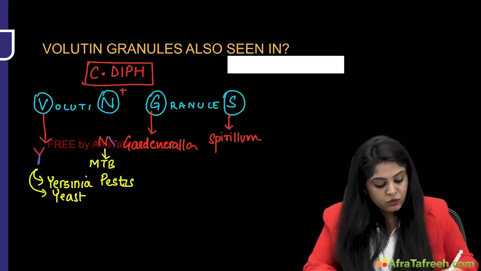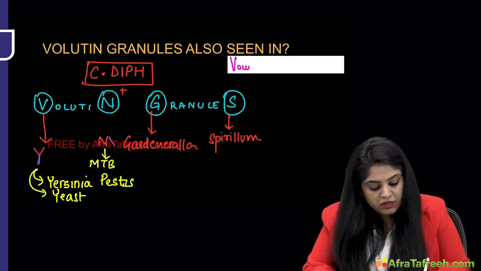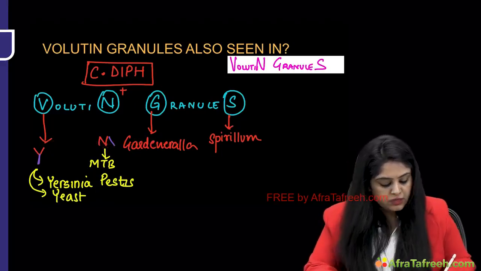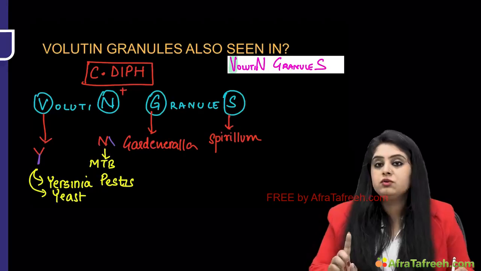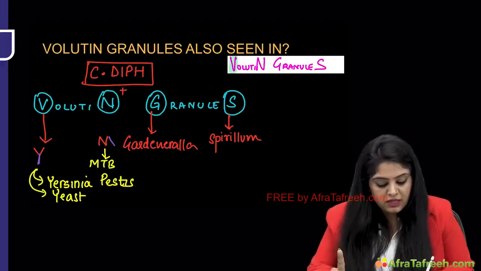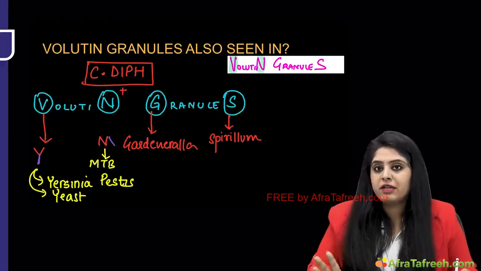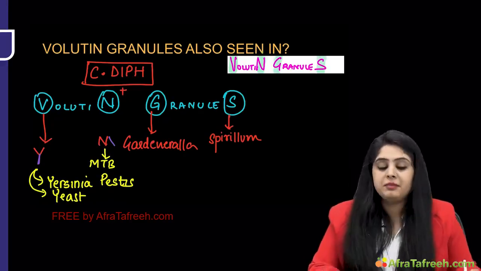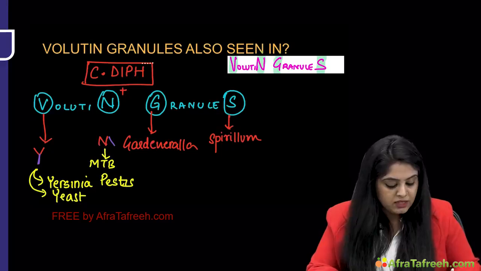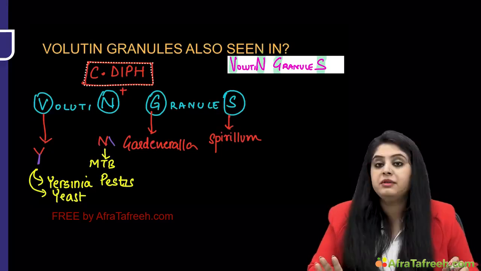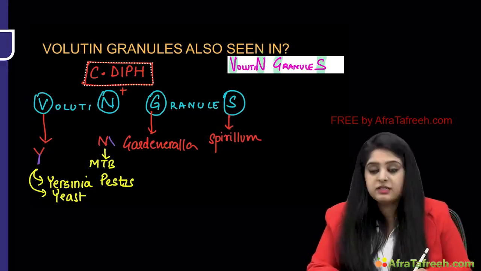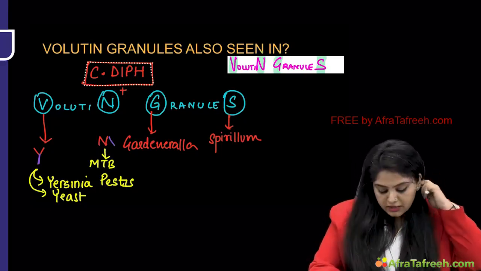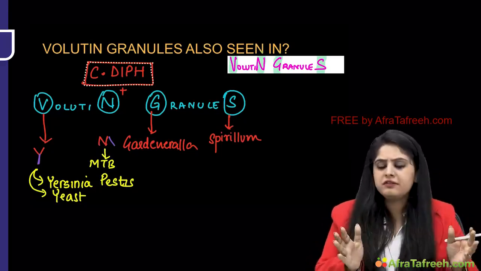So I hope that you will remember the mnemonic for the volutin granules: you take the first alphabet V and change it into a Y, so that is yeast and Yersinia. N is changed to M, so that is Mycobacterium TB. G is Gardnerella, S is Spirillum. And of course, Corynebacterium diphtheriae, you cannot ignore, that will definitely be there. Okay, that finishes off our entire story of these volutin granules. But yes, almost our stains have come to an end.